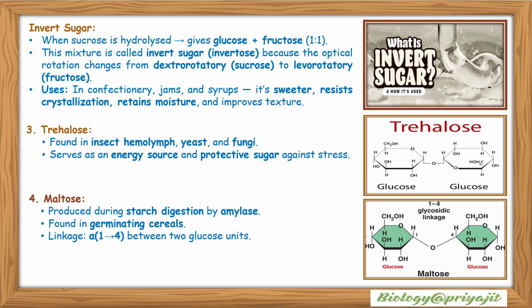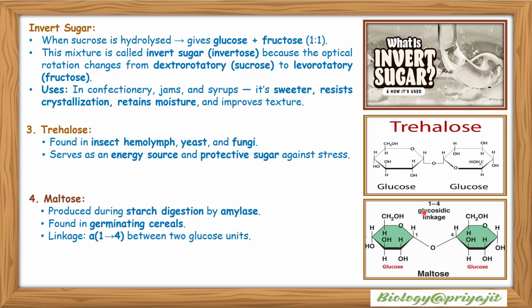Trehalose. Trehalose is found in insect hemolymph, yeast and fungi. It serves as an energy source and protective sugar against stress. Maltose. It is produced during starch digestion by amylase. It is found in germinating cereals. The linkage found in maltose is alpha 1,4 between two glucose units. This is the structure of trehalose. This is the unit, and these are the units of maltose.